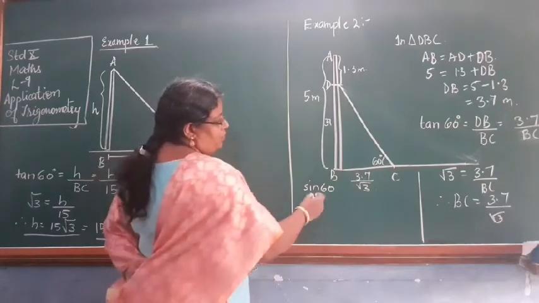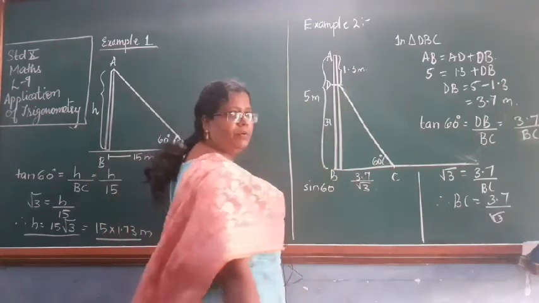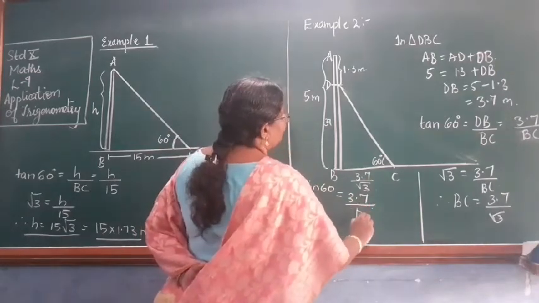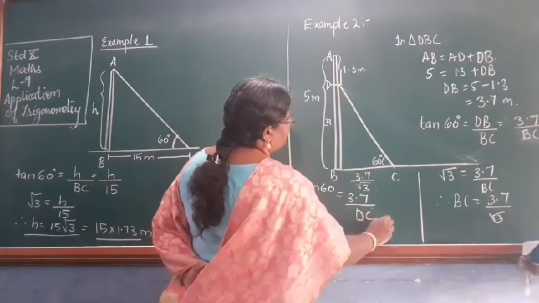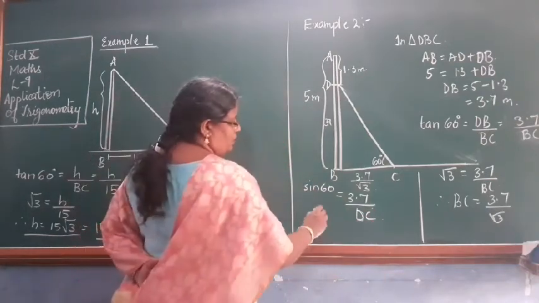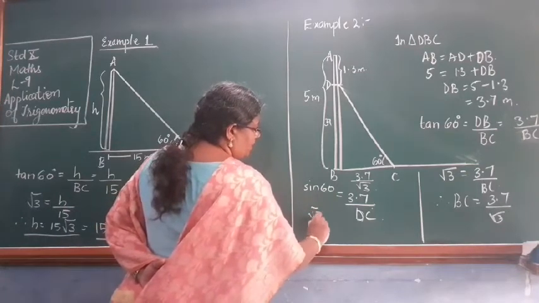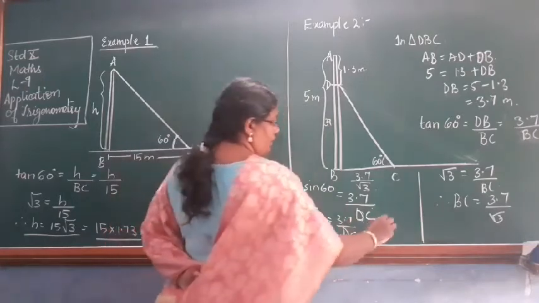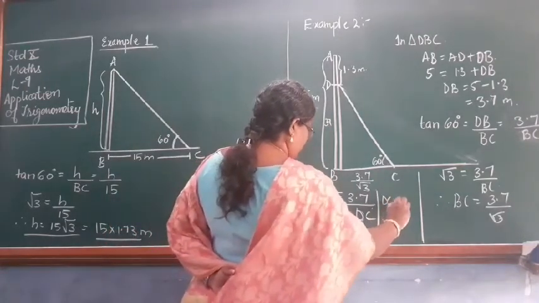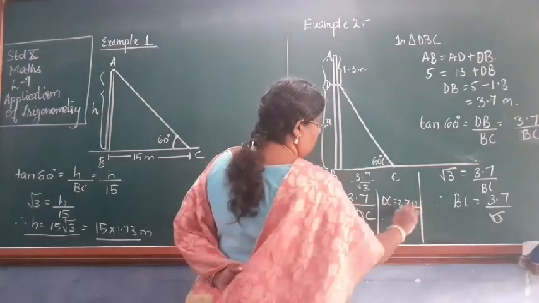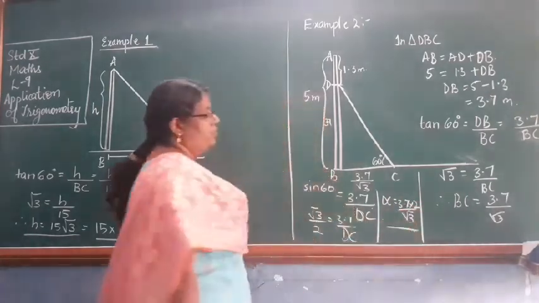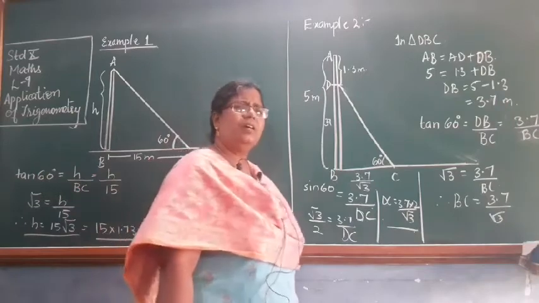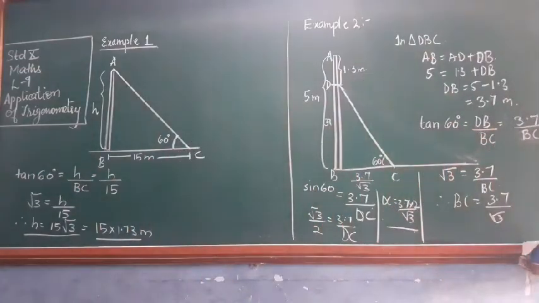Okay, so when I take sin 60, I have opposite upon hypotenuse. Opposite is 3.7. Hypotenuse we do not know, we will take it as DC. Okay, so sin 60 value I know it is root 3 by 2 which is equal to 3.7 by DC. So that becomes DC is equal to 3.7 into 2 by root 3. So this is the value you should get for the length of the ladder. Clear now? Okay, so this is the real life situation where you can show this.